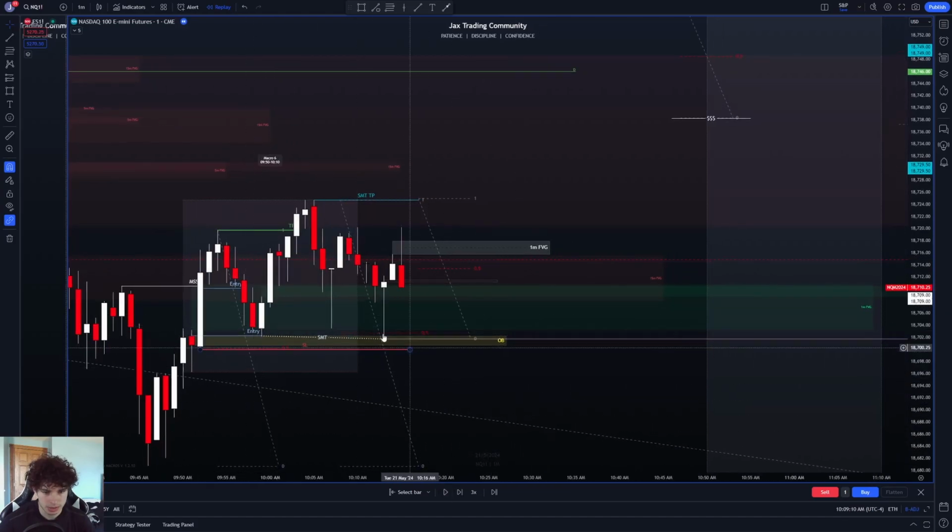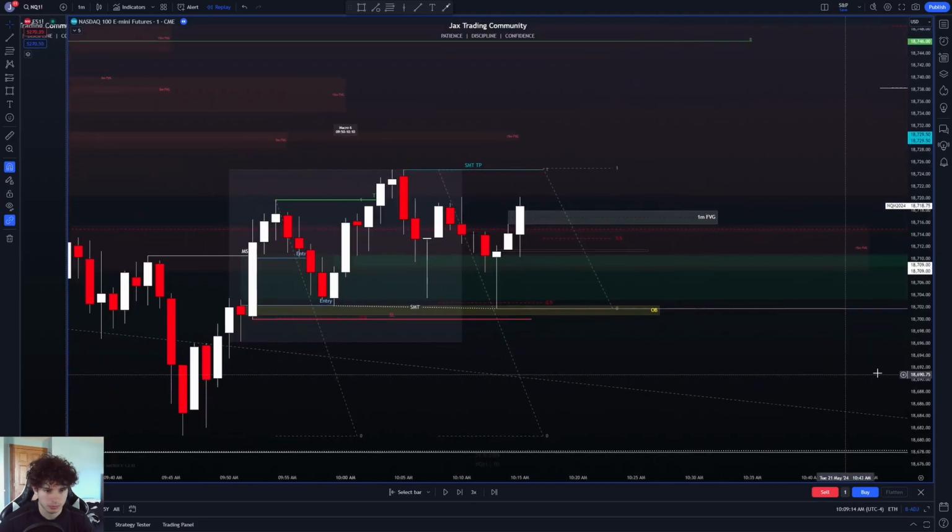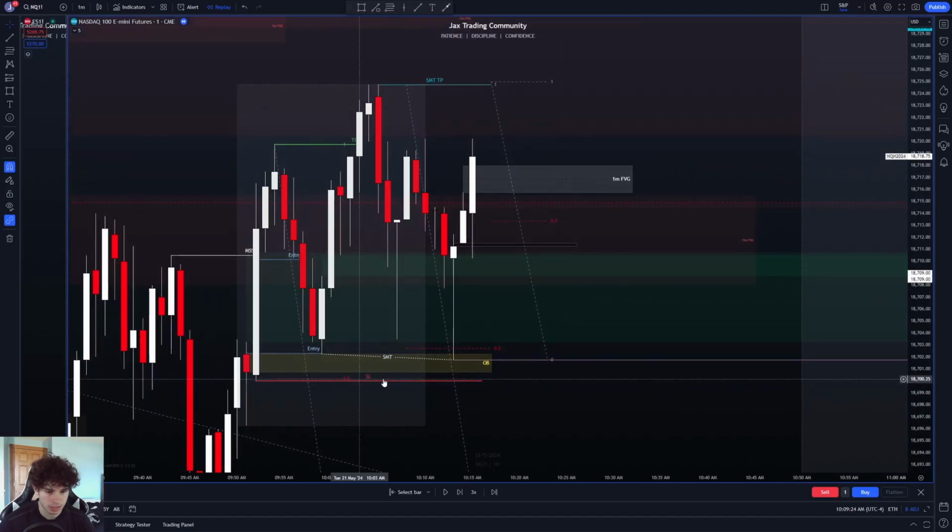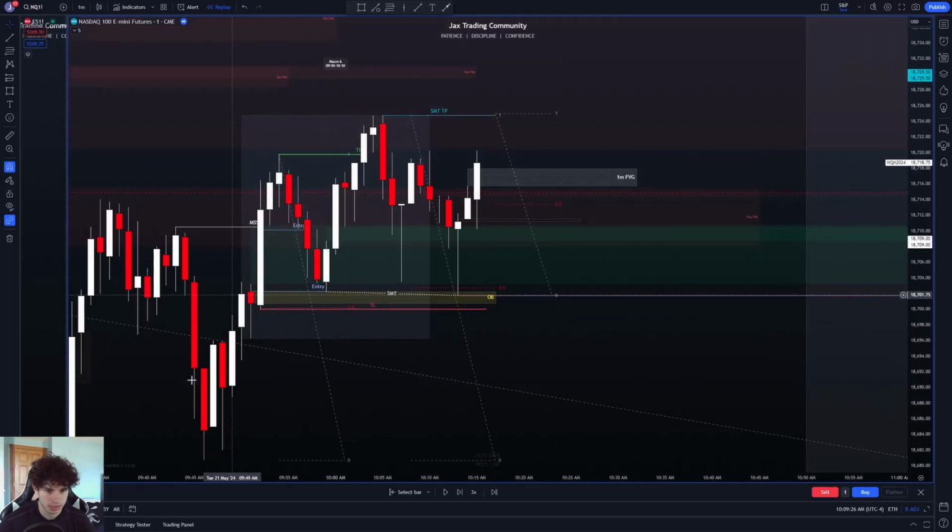So after this SMT is created down right here, this is also a pretty valuable SMT because we're tapping into an order block. We don't tap into discount though, but we do tap into discount of this range. So yeah, that is discount.